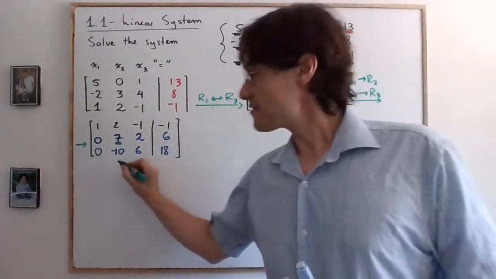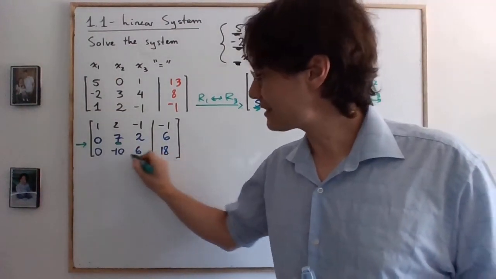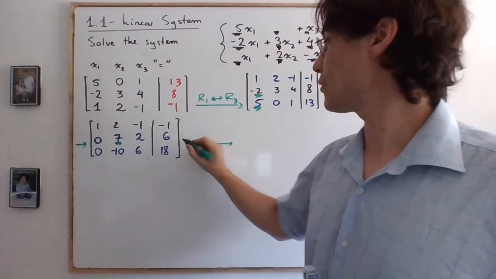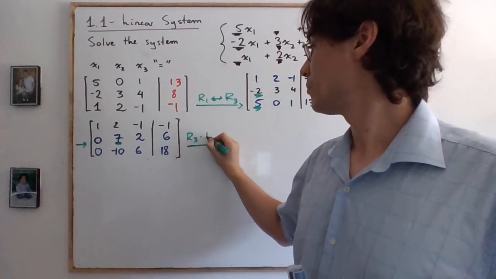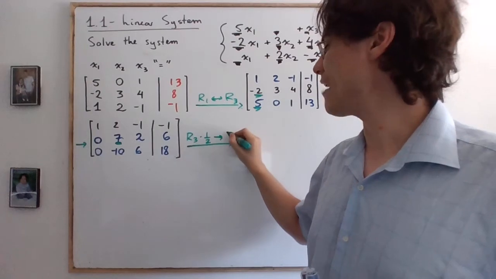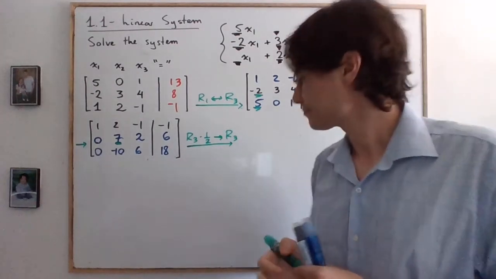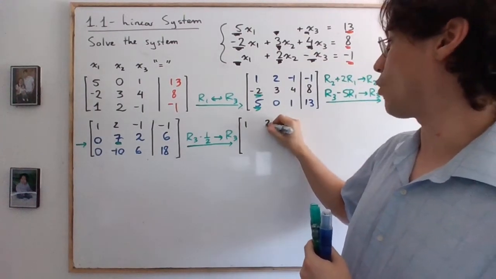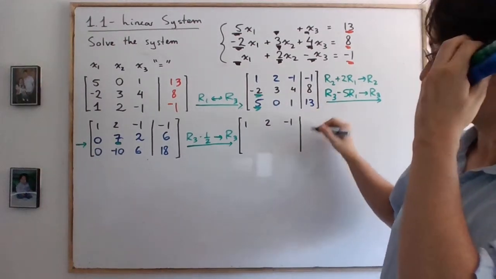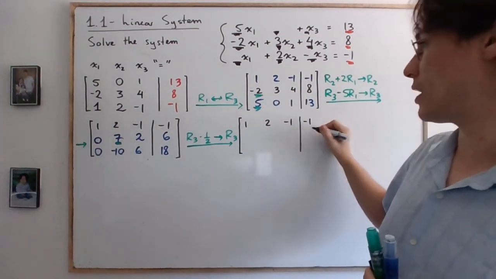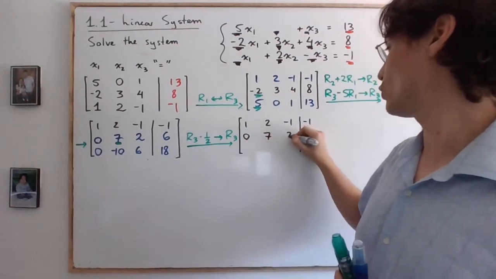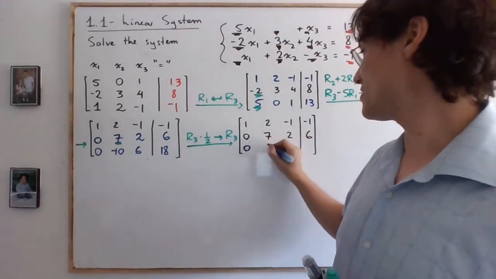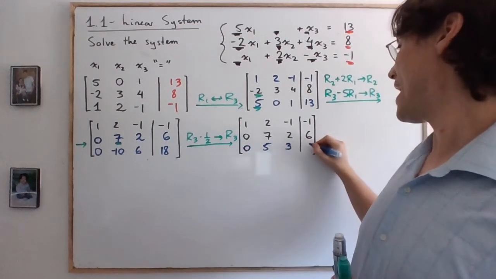The first thing we're going to do is take advantage of the fact that this row has a common factor. So we're going to scale row 3 down by 2. So row 3 times 1/2 becomes the new row 3. As a result, we have 1, 2, negative 1, negative 1. And here, 0, 7, 2, 6. And finally, the row that changes, 0, 5, 3, and 9.